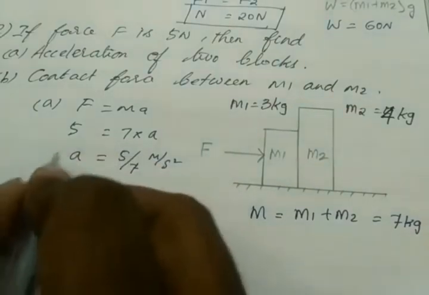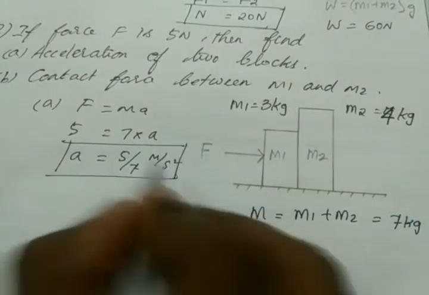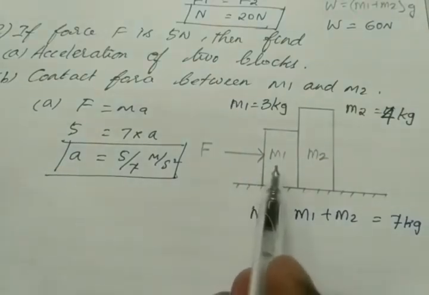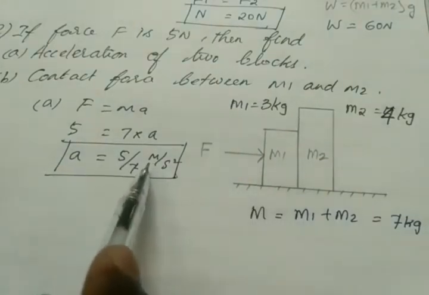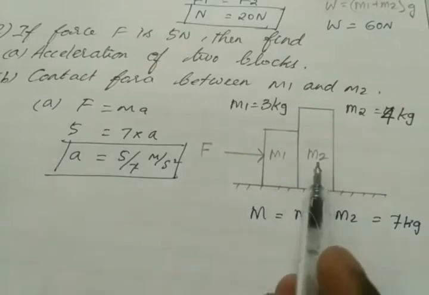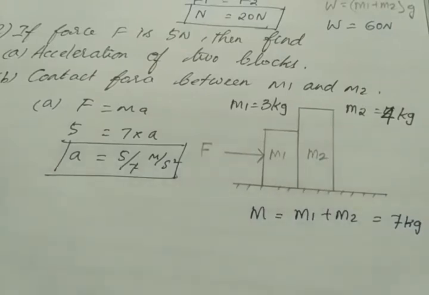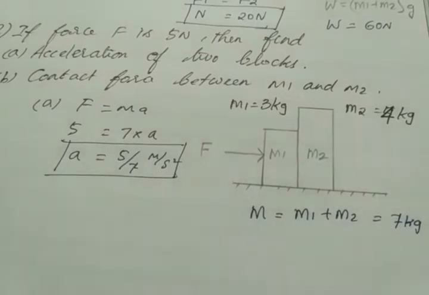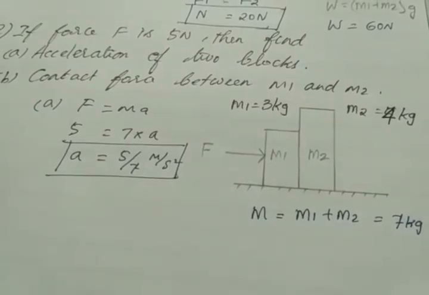Clear? So this is our acceleration. Okay, so if mass 1 moves with 5 by 7 meter per second square, then definitely mass 2 also moves with the same acceleration, since these two are attached to each other. Clear? Then move to the next subdivision. Contact force between M1 and M2.